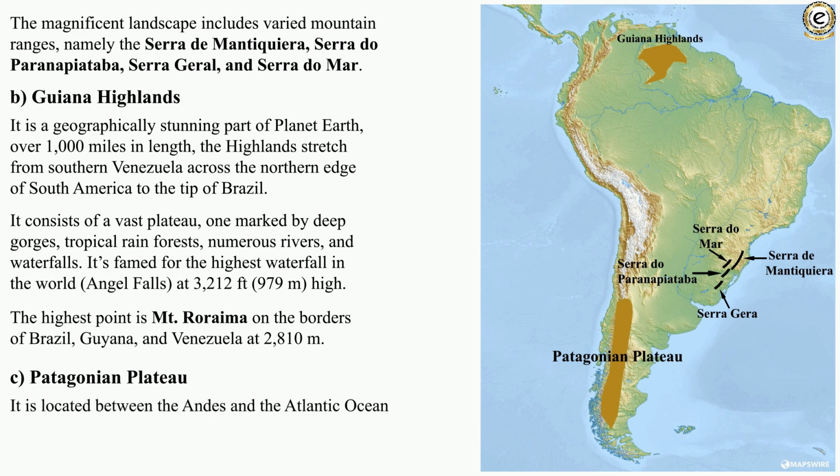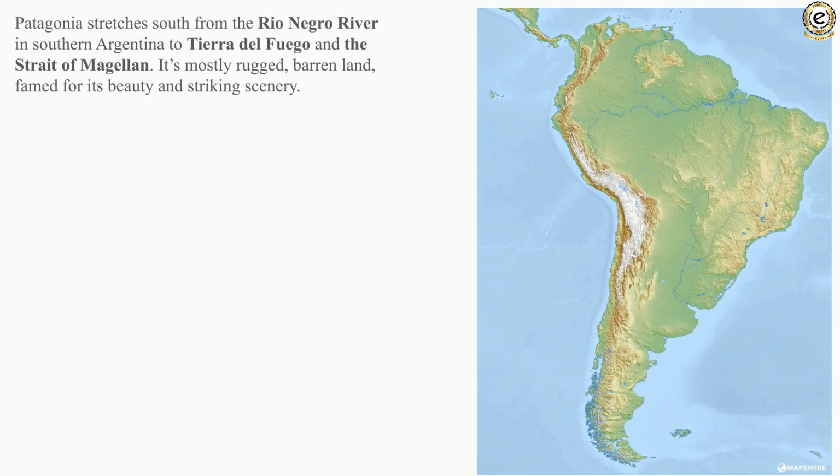The third part is the Patagonian Plateau. It is located between the Andes and the Atlantic Ocean. Patagonia stretches south from the Rio Negro River in southern Argentina to Tierra del Fuego Island and the Strait of Magellan. It's mostly rugged, barren land, famed for its beauty and striking scenery.